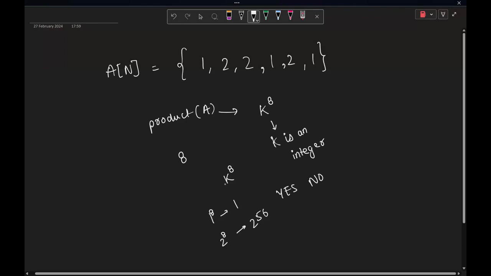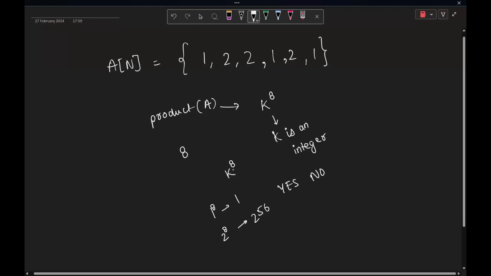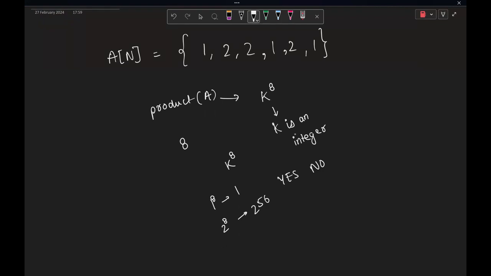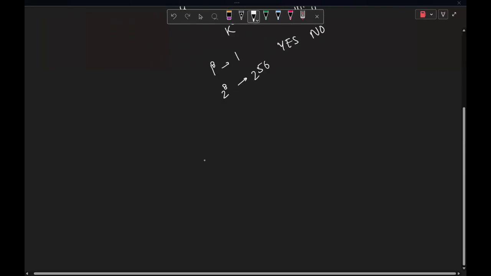So is the problem clear? Is the problem clear, what we have been given and what we have to do? Angans, your approach is absolutely correct. Okay, so if the problem is clear, let's see.